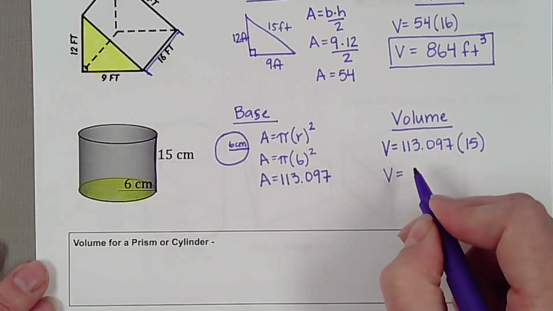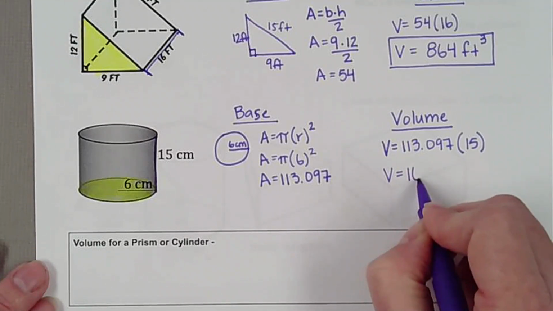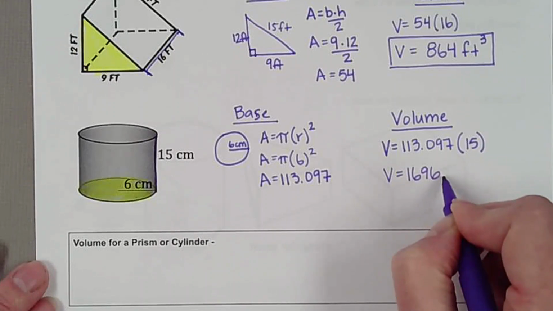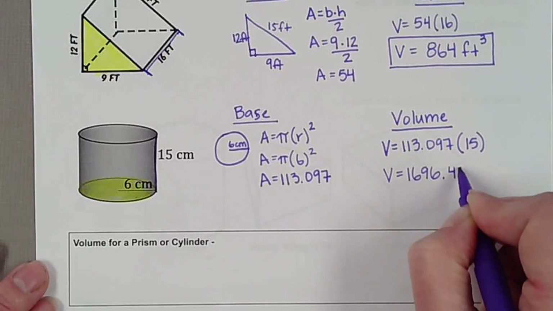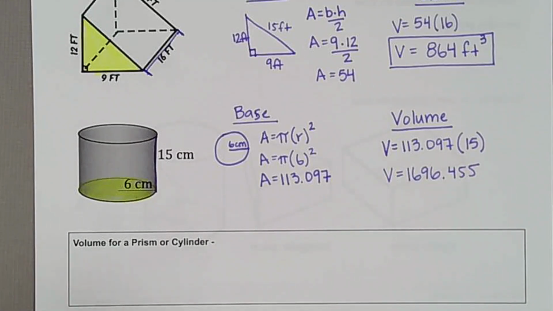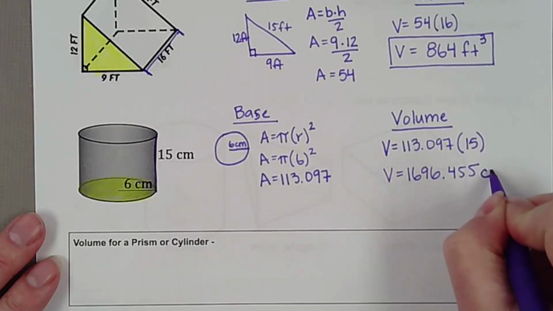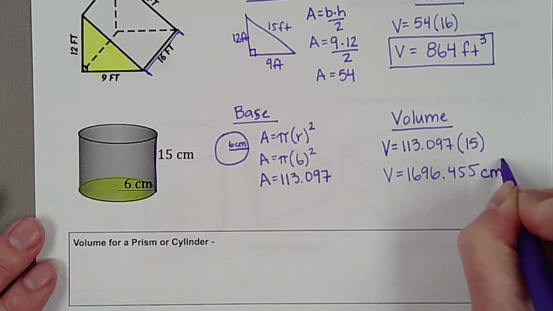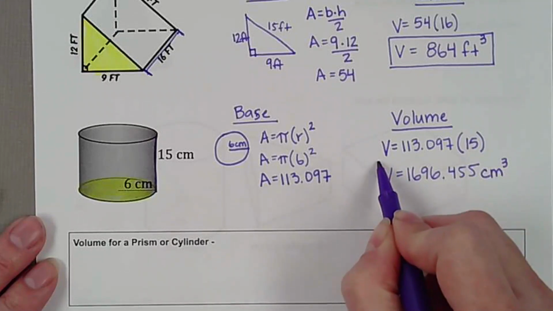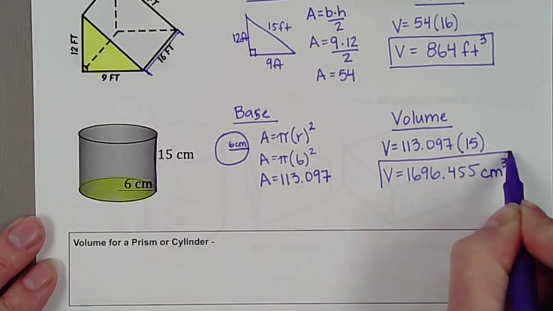When I multiplied these on my calculator, I got 1,696.455. And now I did all the parts of my formula. I found the area of the base, I multiplied by the height of the prism, and now I have the volume, so my units would be centimeters to the third power.